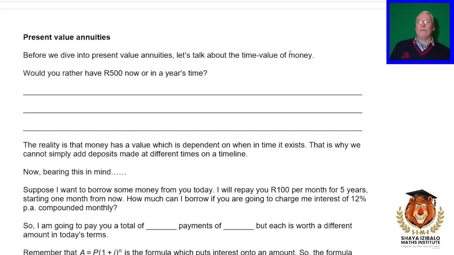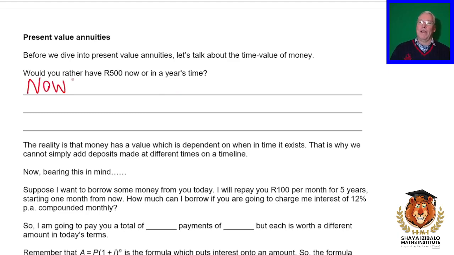Okay, we're now moving on to the second type of annuity that we need to look at, and that's what's called a present value annuity. Okay, so before we even look at that, let's ask this question. Would you rather have 500 Rand now or 500 Rand in a year's time? Just want you to think about that. Maybe talk to the person next to you. Do you want it now or do you want it in 1 year's time? Okay, there's only one answer to this, and definitely now.